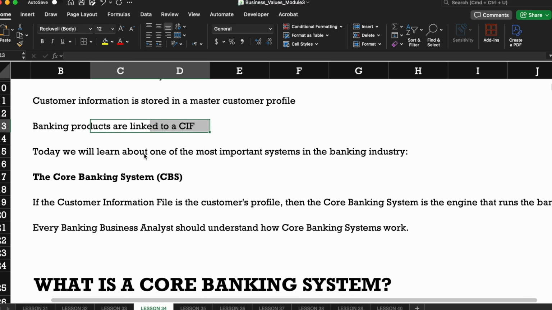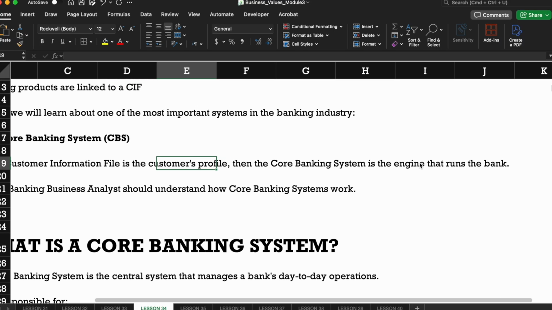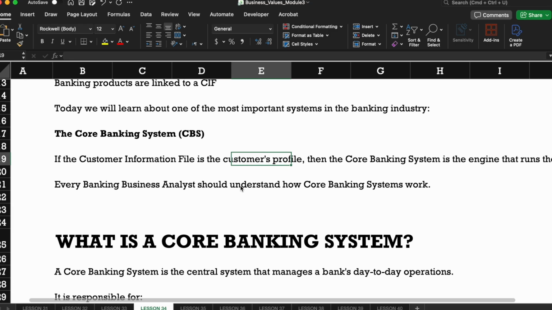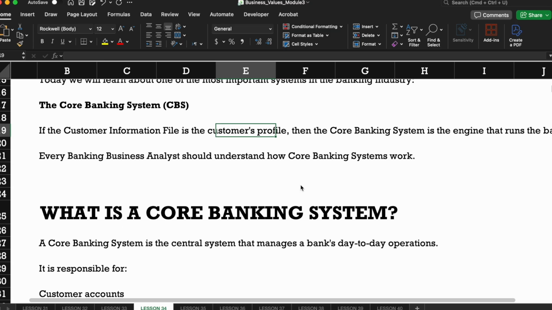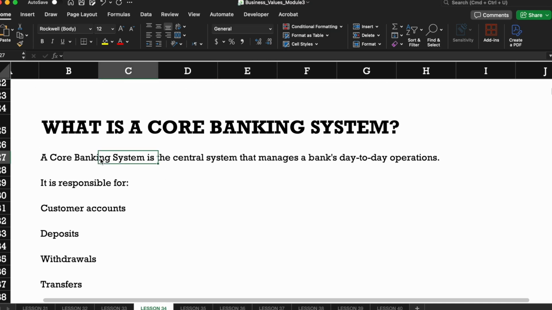Today we will learn about one of the most important systems in the banking industry, the core banking system, CBS. The customer information file is the customer's profile. Then the core banking system is the engine that runs the bank, right? So every banking business analyst should understand how the core banking system works. So what is a core banking system? A core banking system is the central system that manages the bank's day-to-day operations.